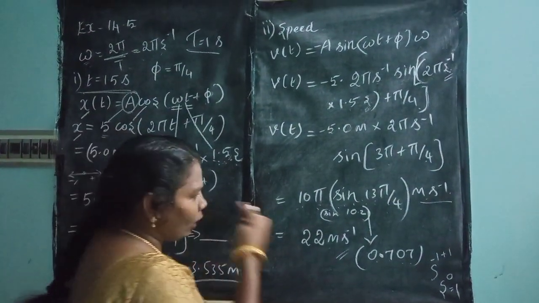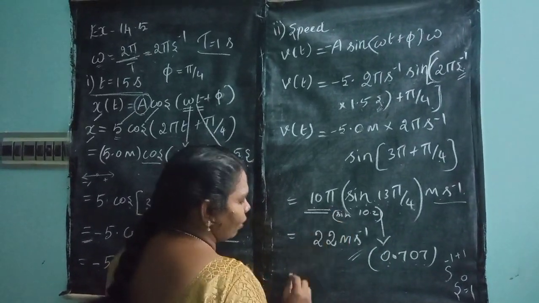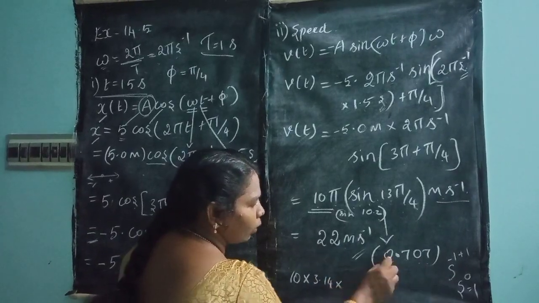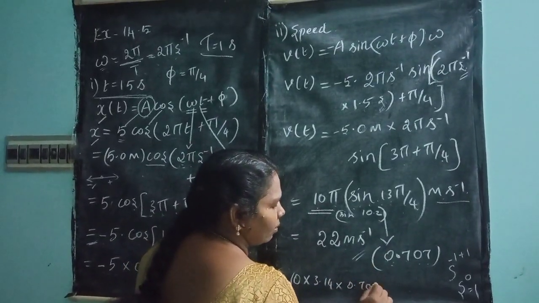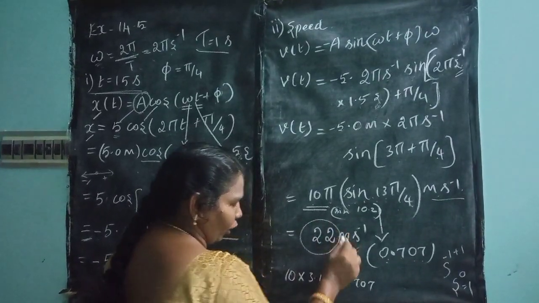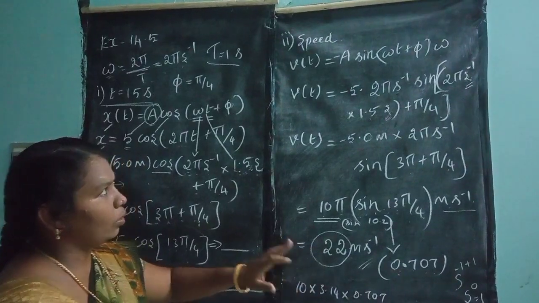So when you are getting this answer 0.707, already there is 10 pi, so you have to multiply 10 into 3.14 into 0.707. When you multiply these values, you get the answer 22 meter per second. So this is the answer.